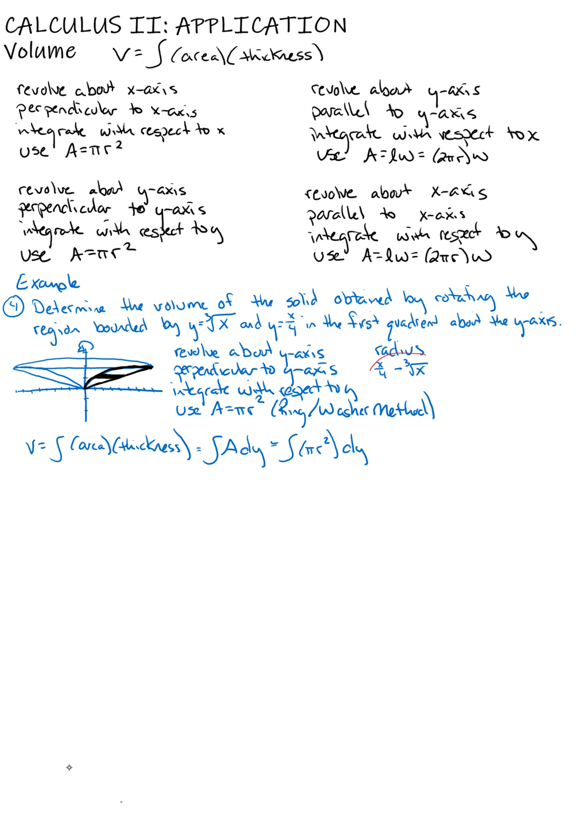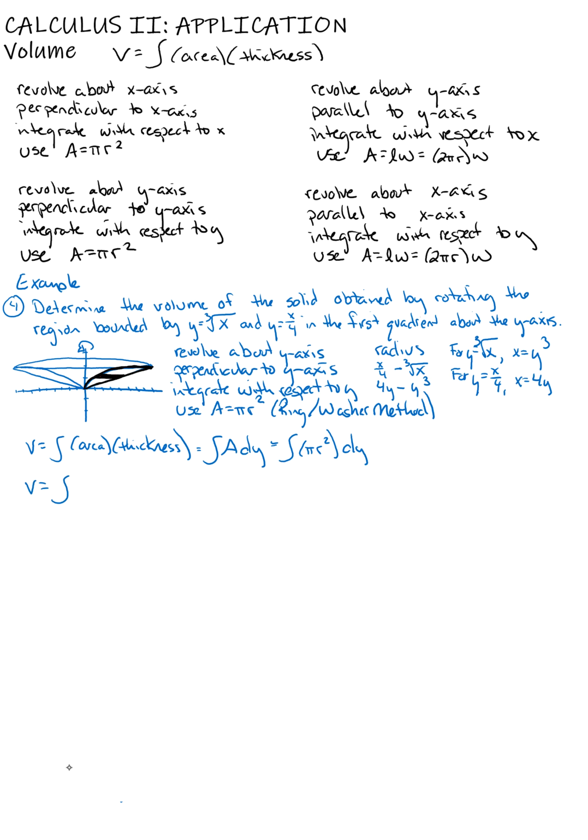However, these values are in terms of x. I need them in terms of y. So for y equal to the cube root of x, x is equal to y cubed. And for y equal to x over 4, x is equal to 4y. So we're going to take 4y minus y cubed for our radius. That's what we're looking at. Okay, that's going to work out just fine.